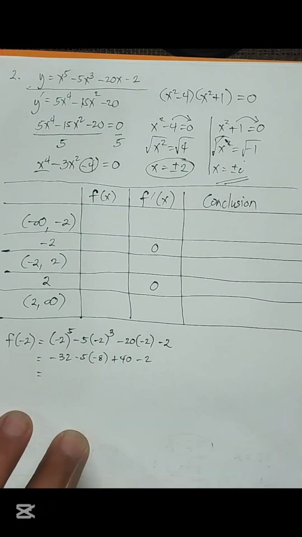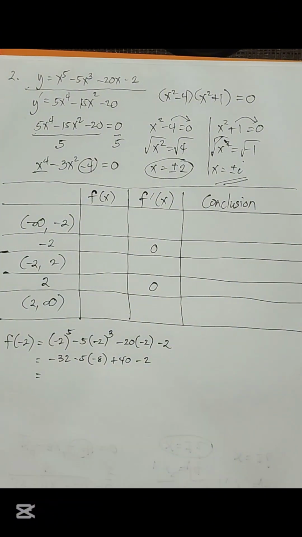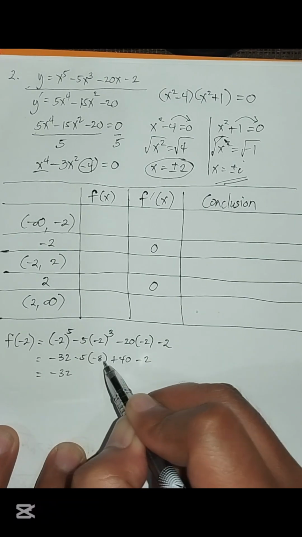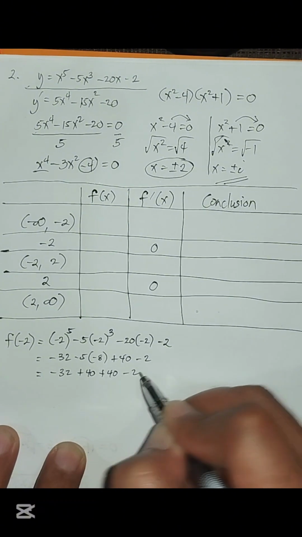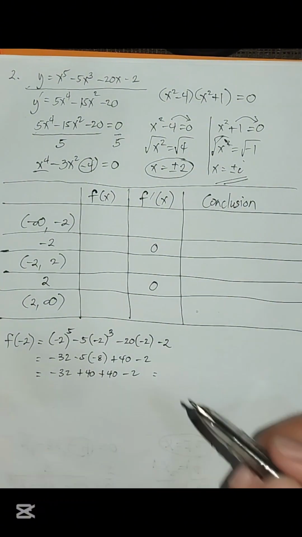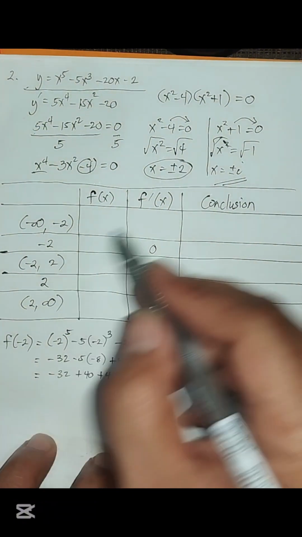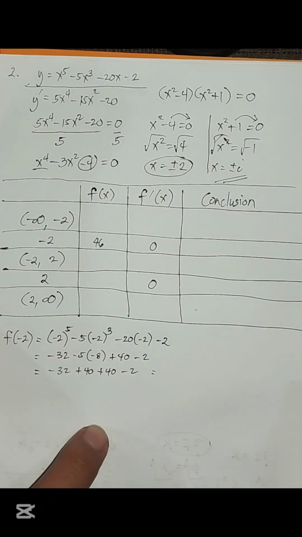So let's simplify this. We can use our calculator to solve that. So we have negative 32, negative 5 times negative 8 is positive 40, plus 40, minus 2. So therefore, f of negative 2 is equal to negative 32 plus 80 minus 2. That is equal to 46. So we have the point negative 2, 46.